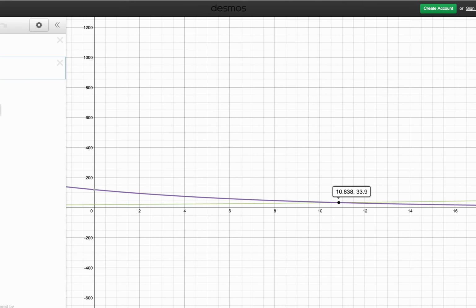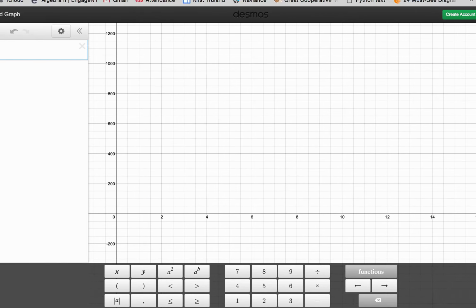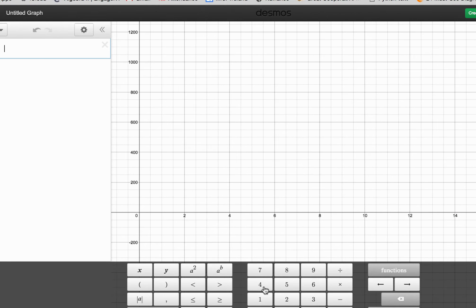Well, I'm going to go to Desmos to make my life easy. Clear out some old stuff I have in there. And over here, I'm going to type in 1.05 to the x equals y.